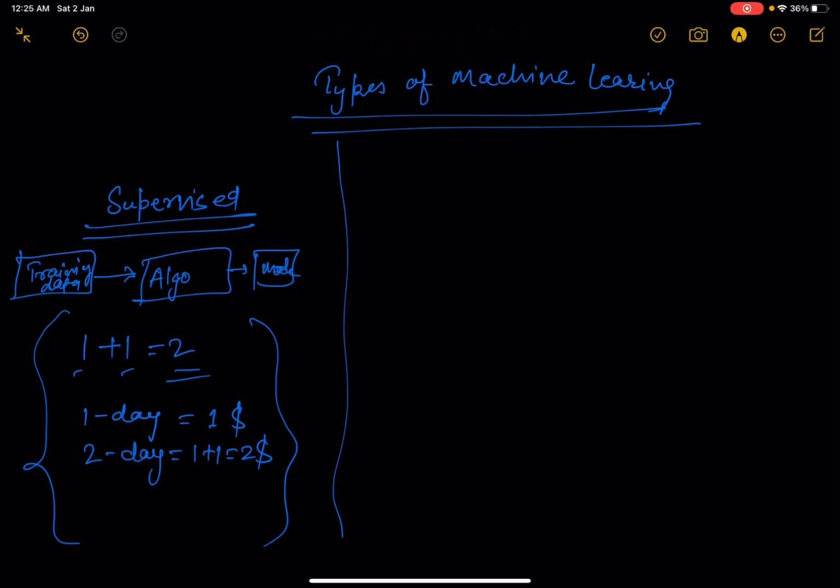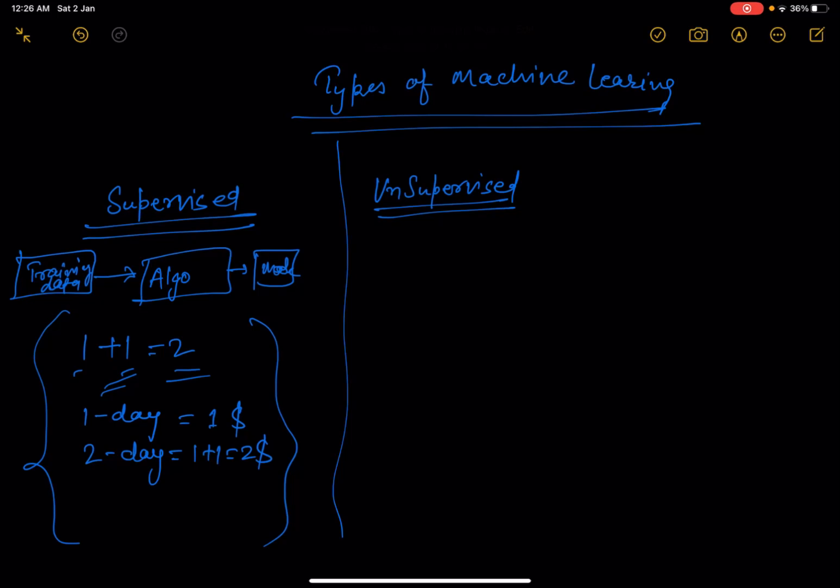Next we have unsupervised. This is the process where the model is trained using information which is not labeled, meaning we are not labeling that data, like plus, minus, or something. The best example of this is, you learn it by yourself.